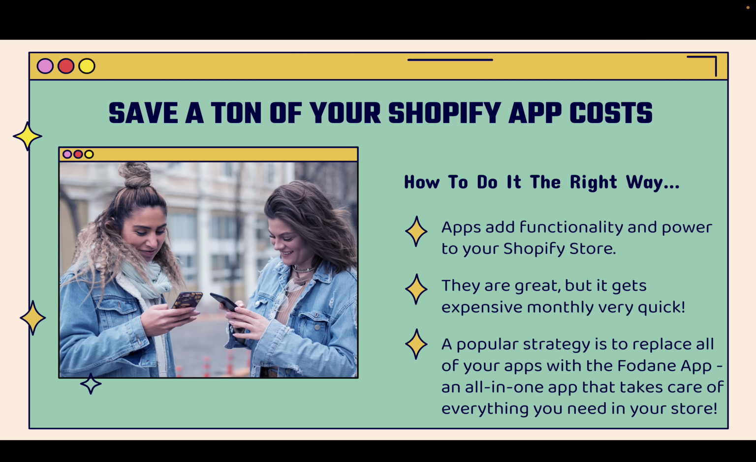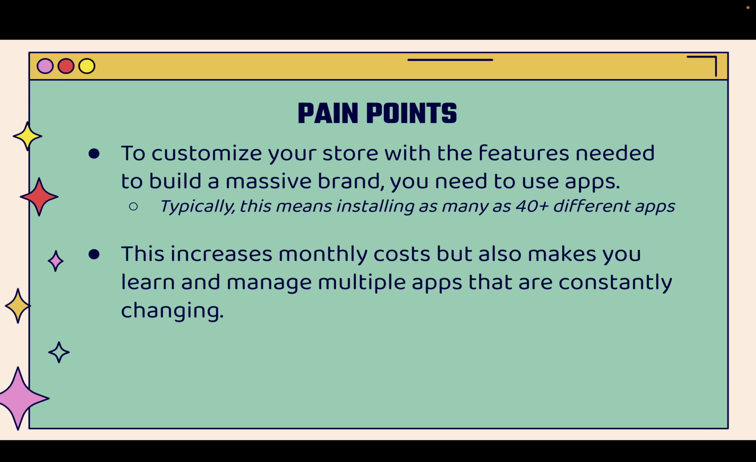But a really popular strategy right now is to replace all of your apps with the Fodane app. It's an all-in-one app that takes care of everything you need in your store. You see the link directly below this video. And you wouldn't be able to do this without the Fodane app. To customize your store with all of the features needed to build a massive brand, you need to use as many as 40 different apps. Think about that, 40 different apps, each one of them going to have a monthly charge, right? So it's going to get very expensive.